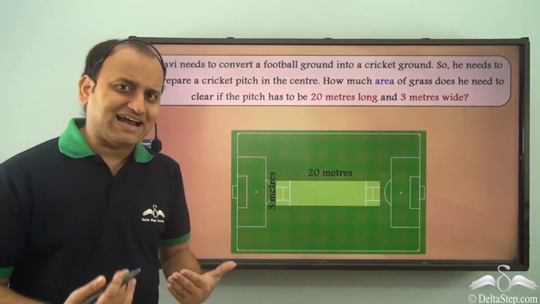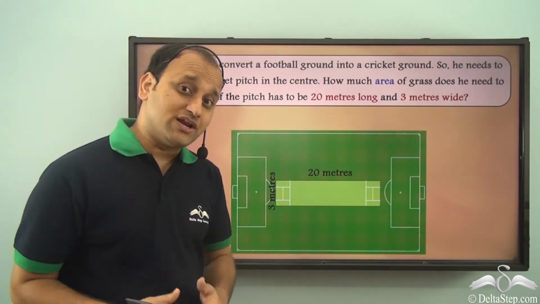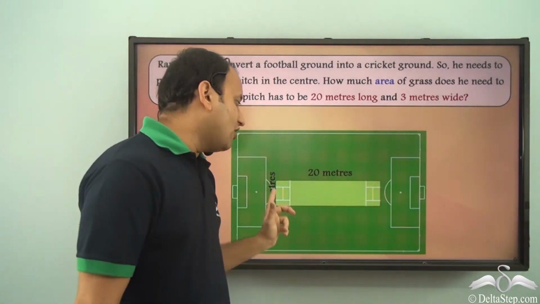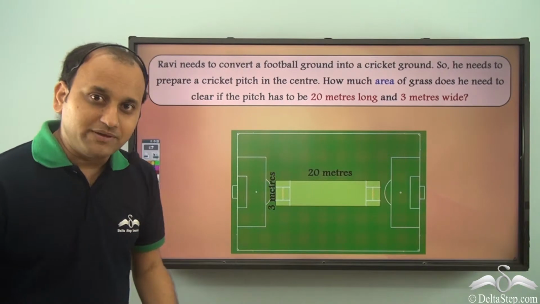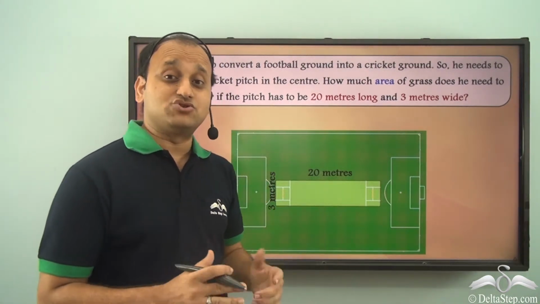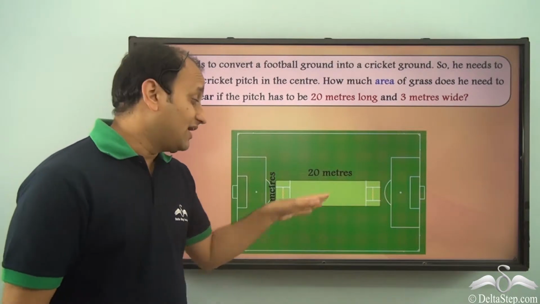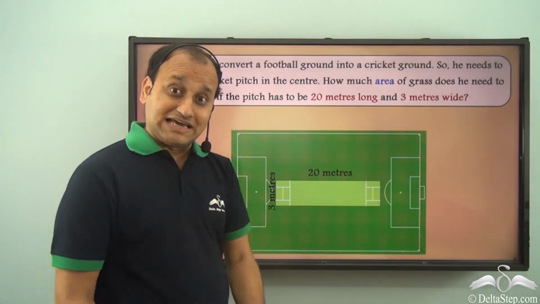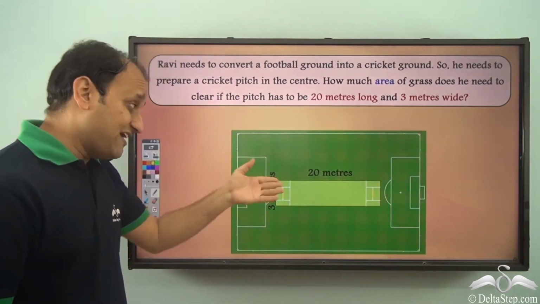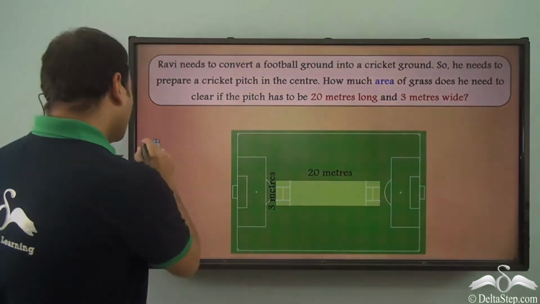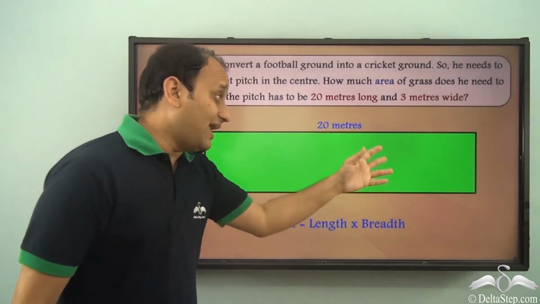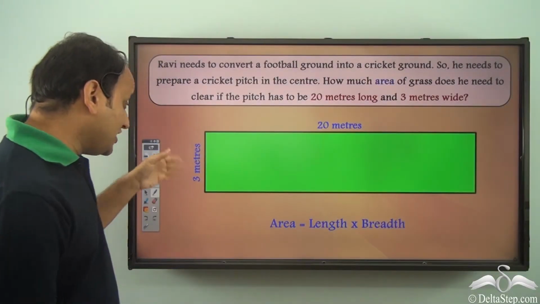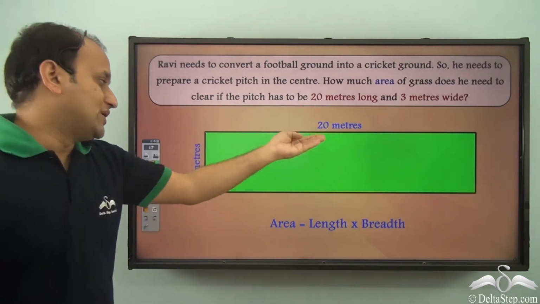So what do we need to exactly calculate? How much grass does he need to clear? Well, for that we will have to calculate the area of this particular shape, and that will be the amount of grass he needs to clear. He needs to clear that amount of area in the center. Now what do we have here? Well, a cricket pitch is rectangular in shape. So basically we have a rectangle in question. So we basically need to find the area of this cricket pitch, which is 20 meters long and 3 meters wide. So I have 20 and 3.